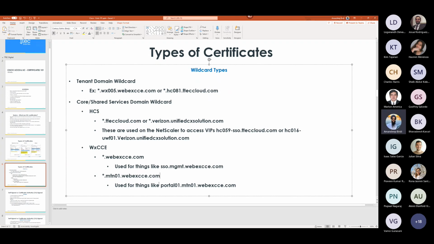So you use this on Portal, right? So you've got tenant level wildcards and you've got higher level used for core or shared services.